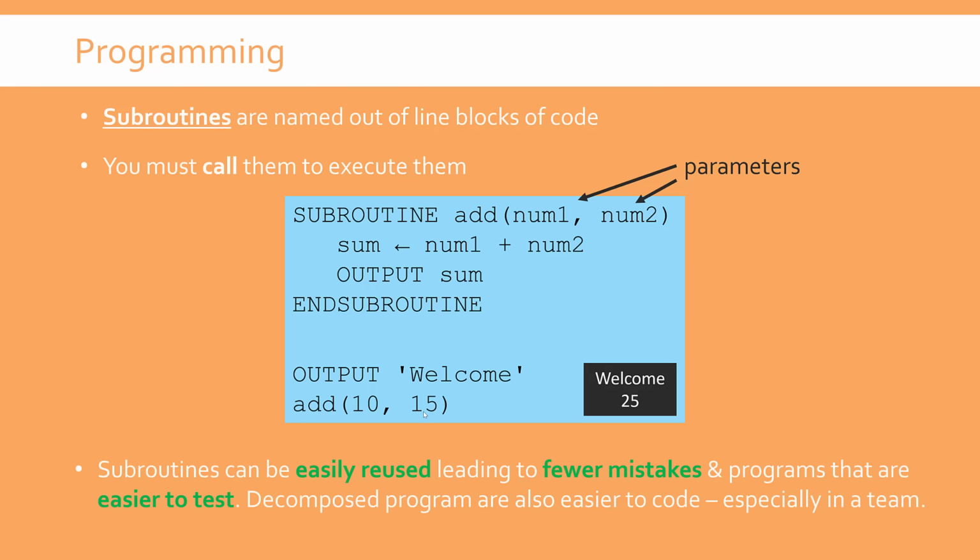Now the reason we use subroutines is because they can be easily reused. All you need to do is define the code once, and to reuse it again and again, you just call it with one line. So you've got less repeated code, which leads to fewer mistakes. You writing the same code again and again leads to mistakes and errors, and also programs are easier to test if you've got nice blocks of code which you can look at individually. And just as a general principle, if you are decomposing into subroutines, this makes it just easier to code because you're solving simpler problems at a time, and it's especially useful in a team because separate team members could program separate subroutines and they don't really affect each other.